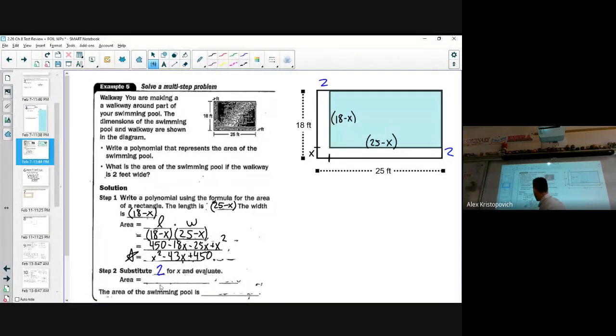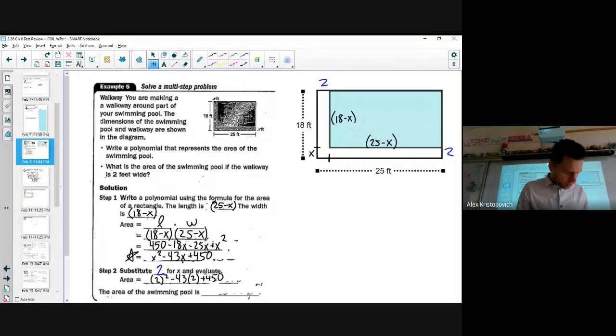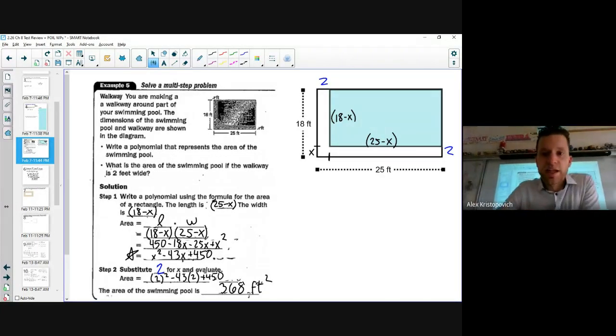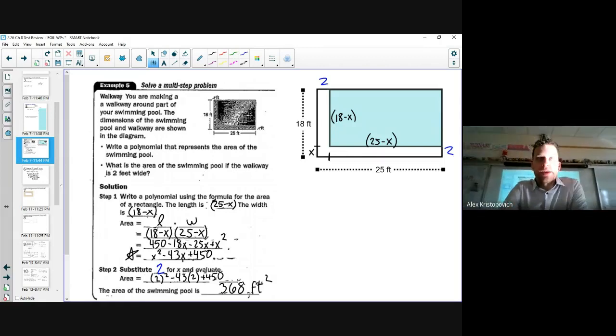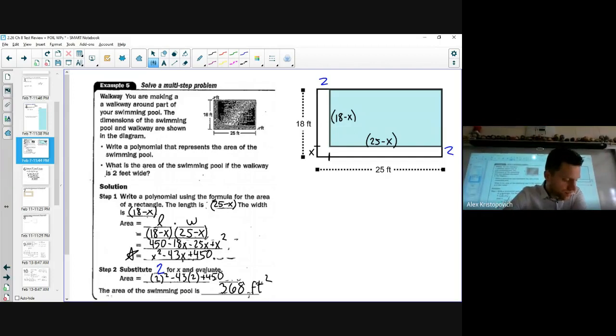So here we go. Now I'm just going to use the one above it. So 2 squared minus 43 times 2 plus 450. You can go ahead and calculate that. And the answer we end up getting is 368. So 368 feet squared. That's the answer we get if our walkway is 2. But we can plug in something else, right? If we wanted to figure out what the area would be if the walkway was 8 feet, you can calculate that. So that's our process.